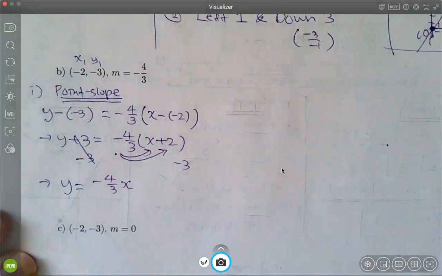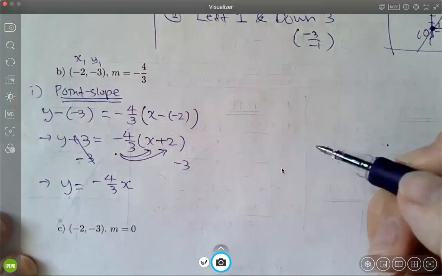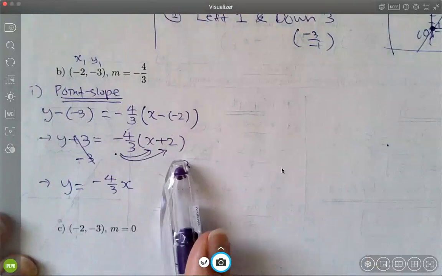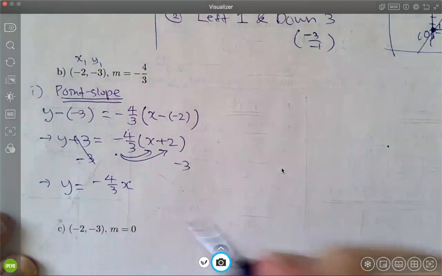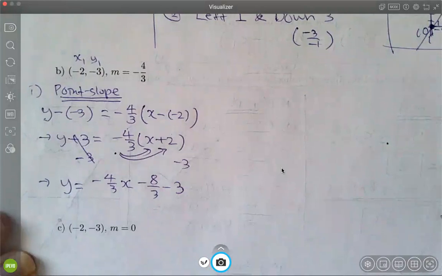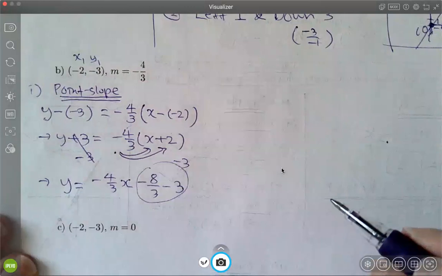And now, -4/3 times 2. What's that equal to? Don't worry about the -3 here. -4/3 times 2 is -8/3, right? So it's -8/3 minus 3. And now, what is -8/3 minus 3? Be careful, 3 is 3/1.